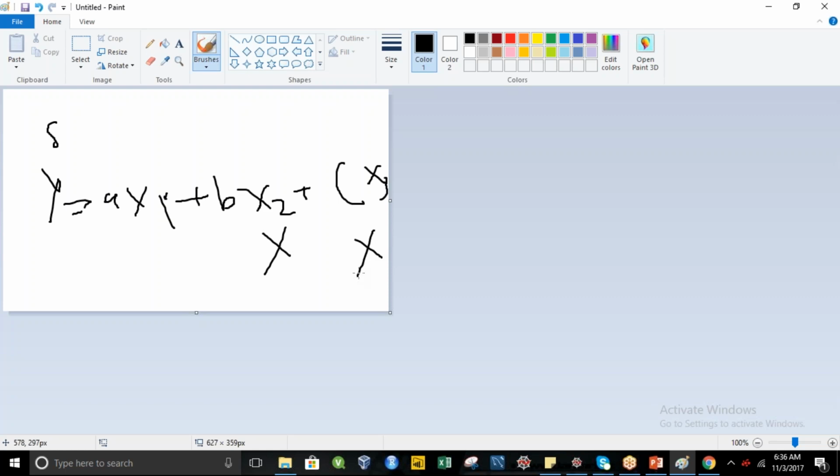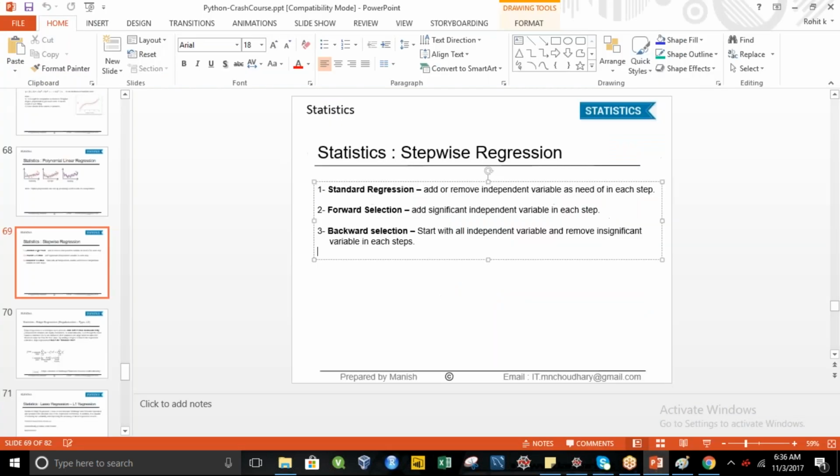So in backward elimination, at the starting point, suppose I'm a very new data scientist and I got the job to create a regression model. At that time we have no idea which variable we should consider and which we should not. So the best approach is to consider all the variables and remove them step by step. So backward selection is a very useful technique.